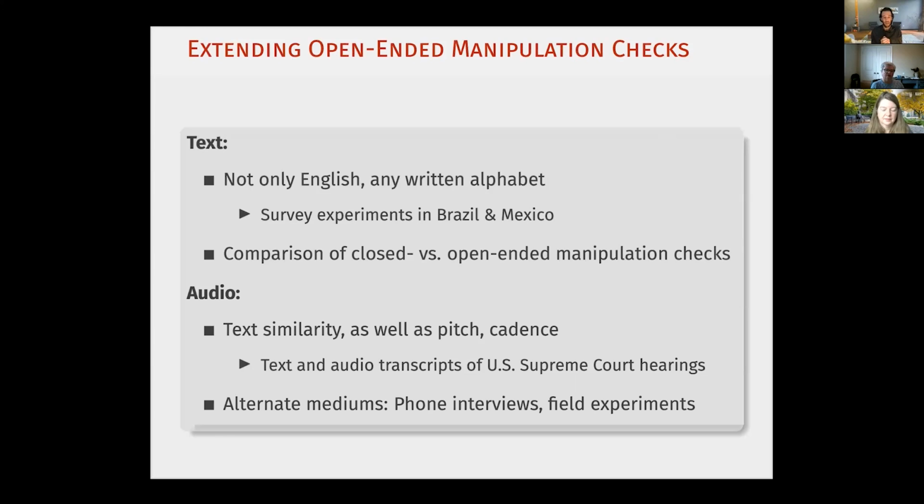This is also really interesting for me because I think it can be applied to other types of interview processes. As long as you have audio, you have text. That could pop up in phone interviews, so if you're running a really long phone interview and you're interested to see if someone's paying attention to that one question at hand, or even for field experiments. So I really think the bounds of open-ended manipulation checks are pretty unchecked at this point.